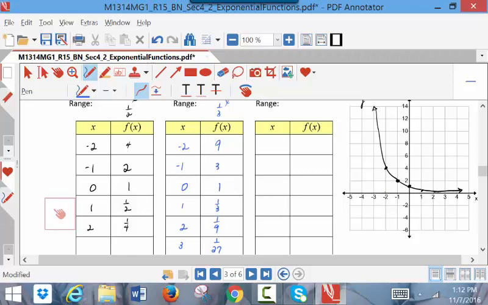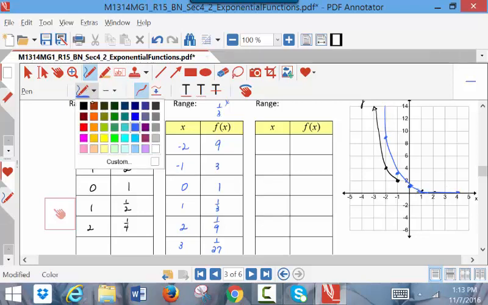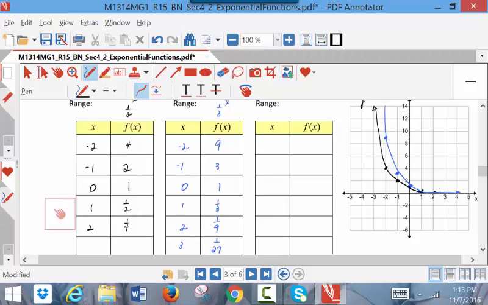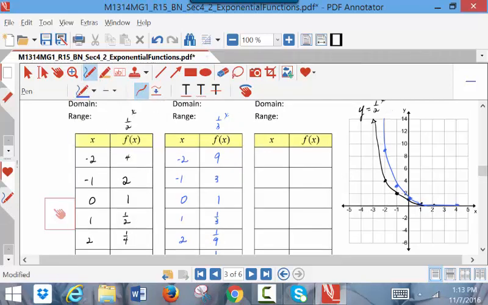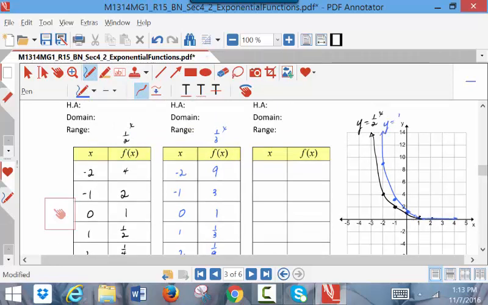Okay, so in blue, -2, 9, -1, 3, 0, 1, that same y-intercept, 1, 1/3, which is less than a half, 2, 1/9, which is less than a fourth. So we're above on the left and below it on the right. That's a pretty rough graph I just drew. It's not that easy to do with these pens. Okay, something like that. All right, so the blue one is my y equaling 1/3 to the x.